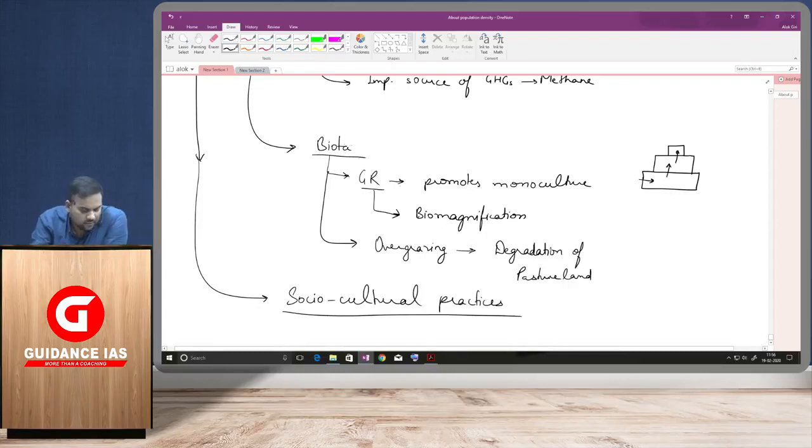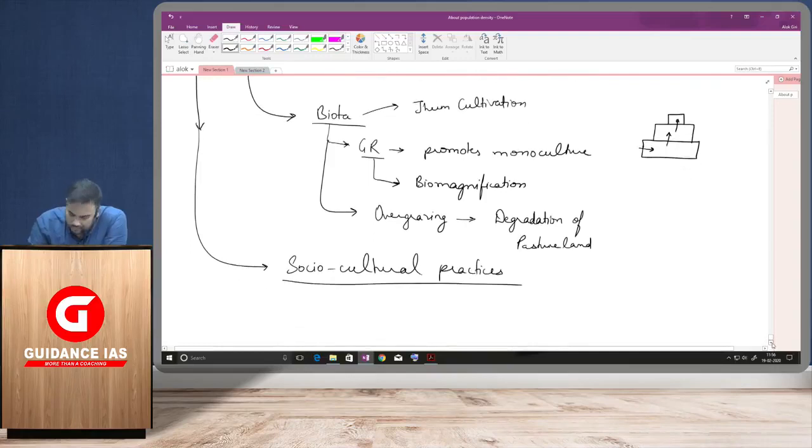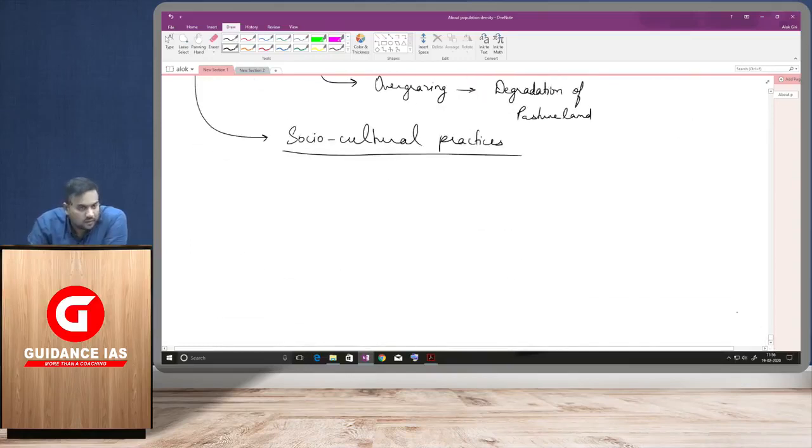ठीक है, और भी चीजें बायोटा में लिख सकते थे, like you could have written about the झूम cultivation. Okay. Socio-cultural practices की बात करें तो socio-cultural practices can be many types of social-cultural practices. They are having bad impact on the environment. ठीक है, like for example, one is the frequent problem of open defecation.